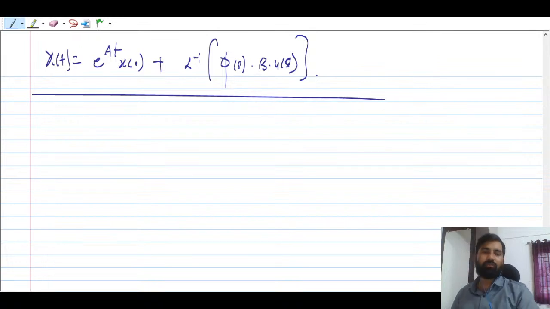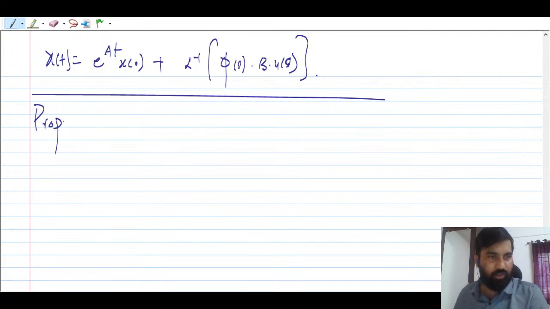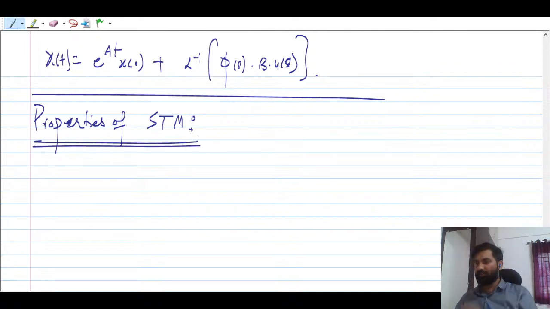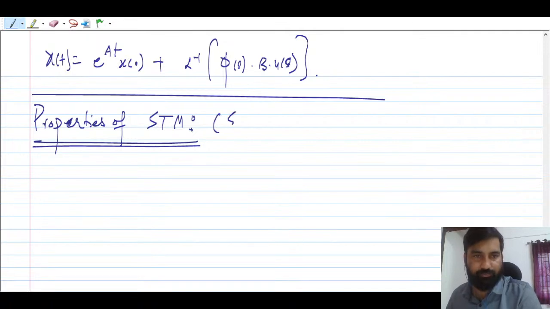Now let us talk about some of the important properties of STM, the state transition matrix. You should know the important properties of the state transition matrix. I am going to list them down.